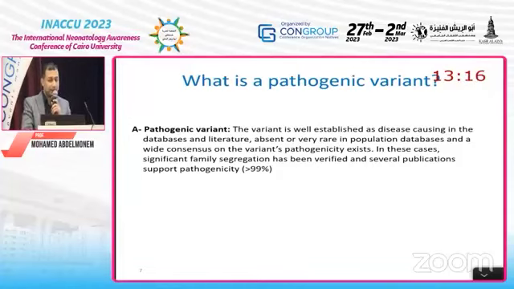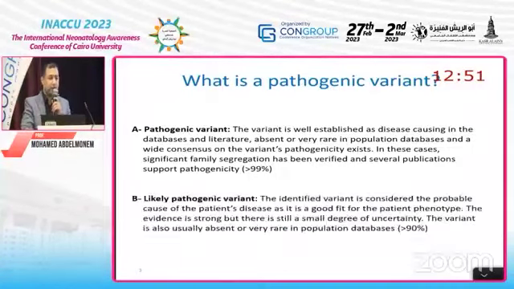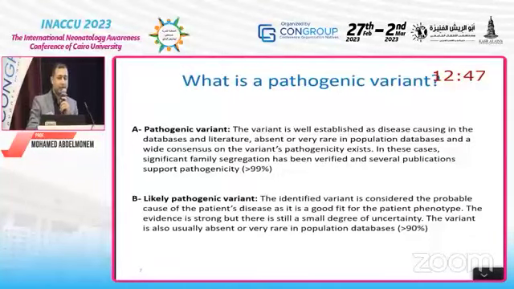Pathogenic variants: the variant is well established as disease causing in the database and literature. It's absent or very rare in population databases, and a wide consensus on the variant pathogenicity exists. In these cases, significant family segregation has been verified, and several publications support pathogenicity. For this type of variant, the probability of being pathogenic or disease-causing is more than 99%. Likely pathogenic variant, which is a little bit different, the identified variants considered.